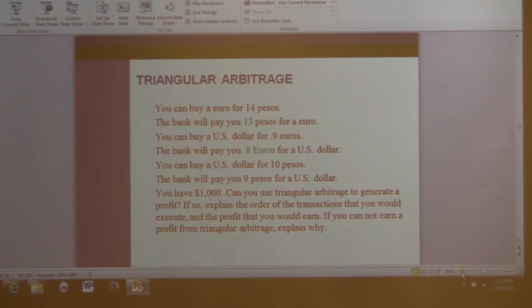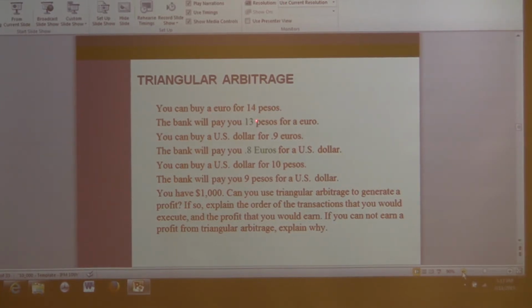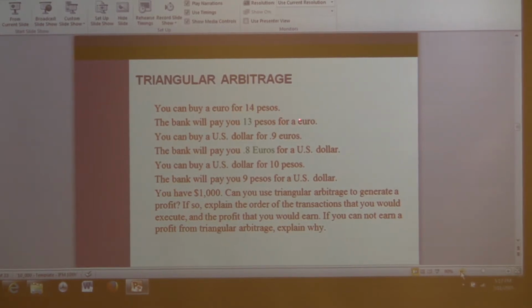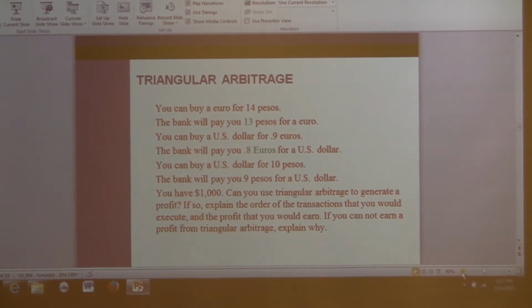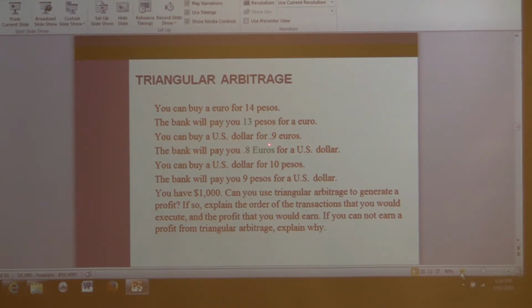You can buy a euro for 14 pesos, okay? So if you're in Mexico, you want to buy a euro, you have to pay 14 pesos. The bank will pay you 13 pesos for a euro, okay? So again, if you want to sell the euro and get pesos, that is 13 pesos. So this is the bid price and the ask price. So the ask price is 14 pesos, okay? And the bid price is 13 pesos. You can buy a US dollar for 0.9 euros, okay? And the bank will pay you 0.8 euros for a US dollar.